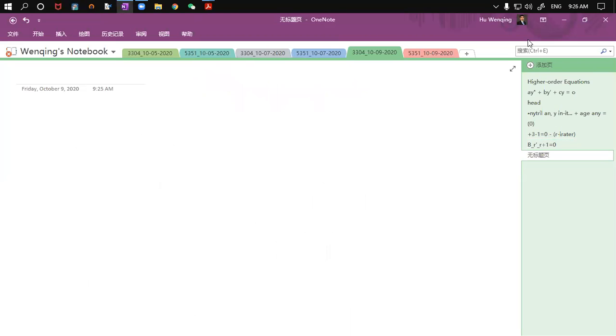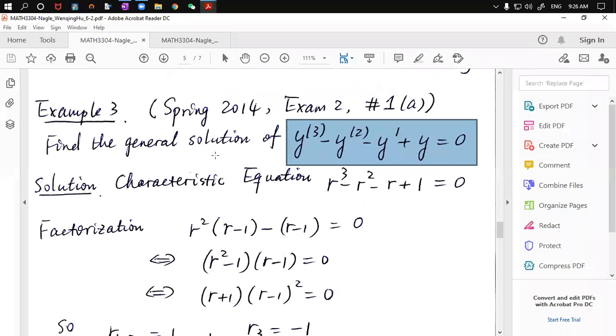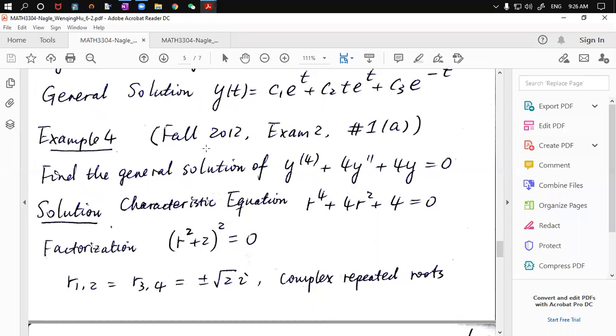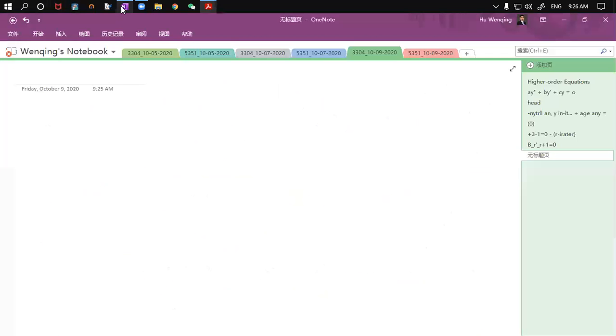Let's continue our quick practice. For example, how about this one? Can you find a general solution of this equation? So the fourth derivative: y'''' plus 4y'' plus 4y is equal to 0. So I'm going to have this equation. How am I going to practice this equation?